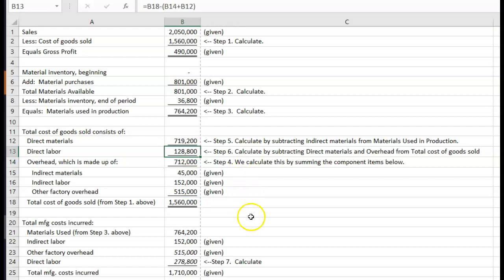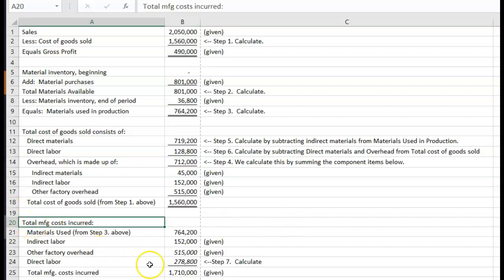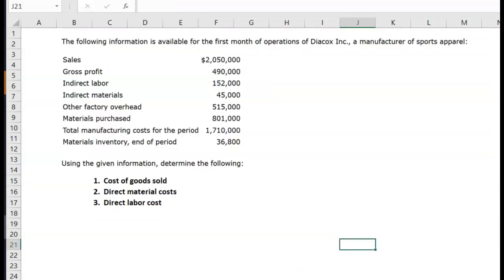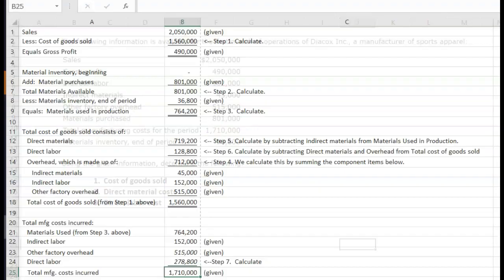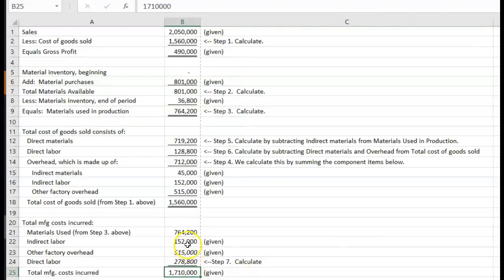All right, and then the final step here is we have to determine how much was direct labor. Well, total manufacturing cost incurred was equal to 1710. All right, how do we know that? It was given to us, 1710. So if that was given to us, and so was 152,000, and so was other factory overhead, and we've calculated the materials, then the only component left to determine is direct labor. All right, and we would just subtract the other components from the total, and we come up with direct labor.